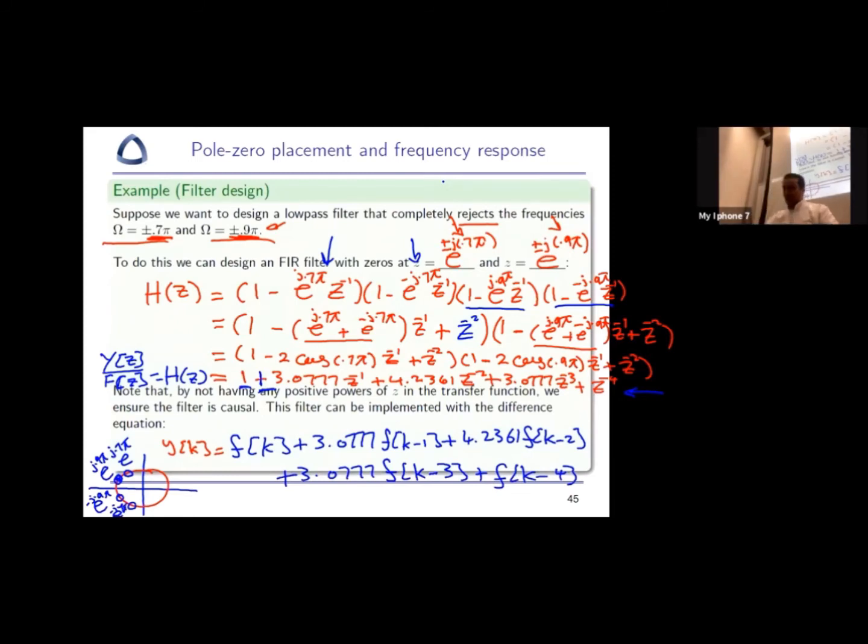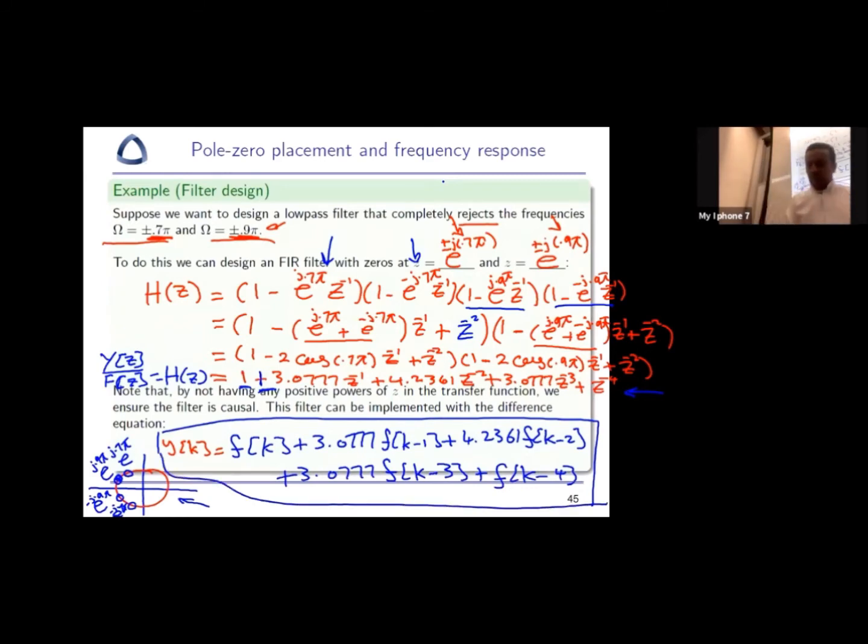So this is the information that you were given, and based on that, you created the difference equation of this system or of this filter. Questions? Look at this example.